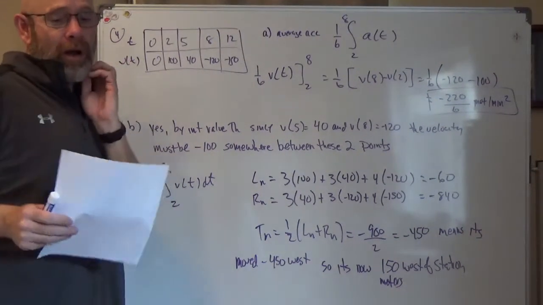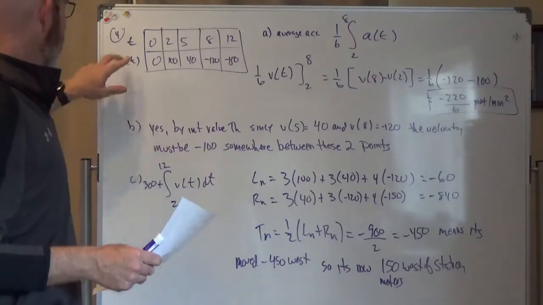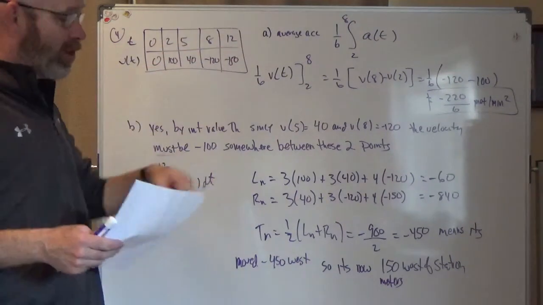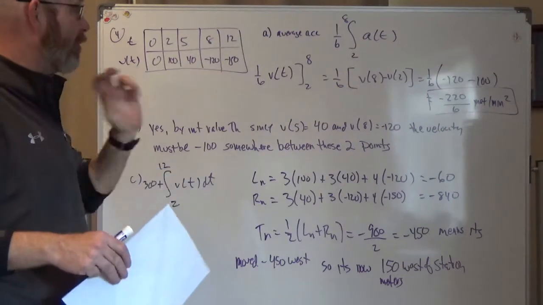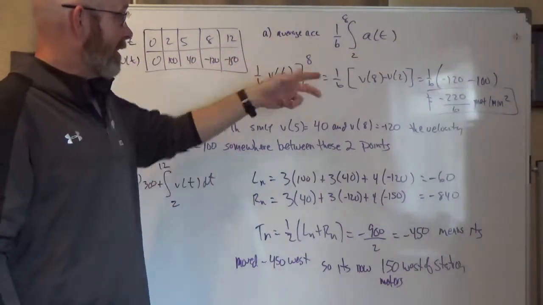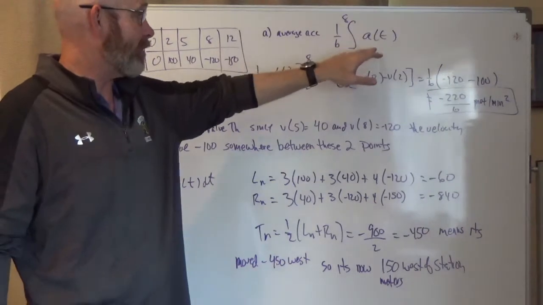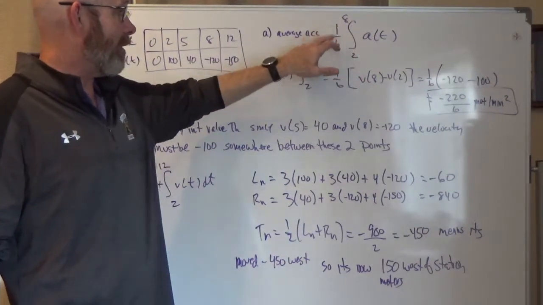Problem number 4 on 27B, we got a little train, given time and given velocity. First question says, find the average acceleration. So average acceleration, here's a formula for it, right? Acceleration from 2 to 8 divided by the length of the interval, which is 6.